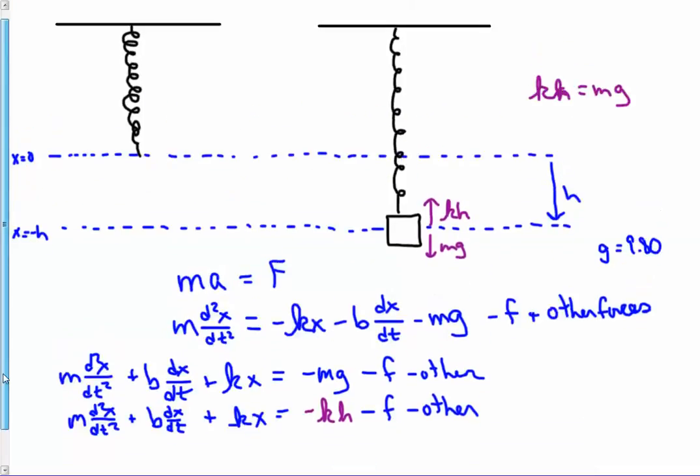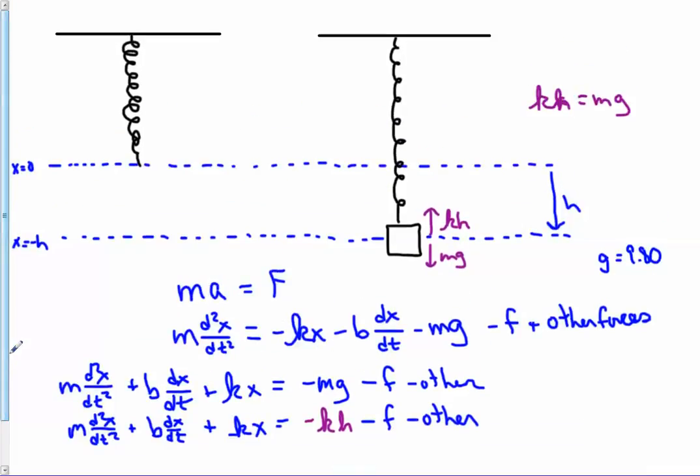So there we are. Now, I'm going to change how I'm measuring position, right? We measured position originally with a variable called x, and we set the 0 point to be where the spring is at rest when there's no mass attached.